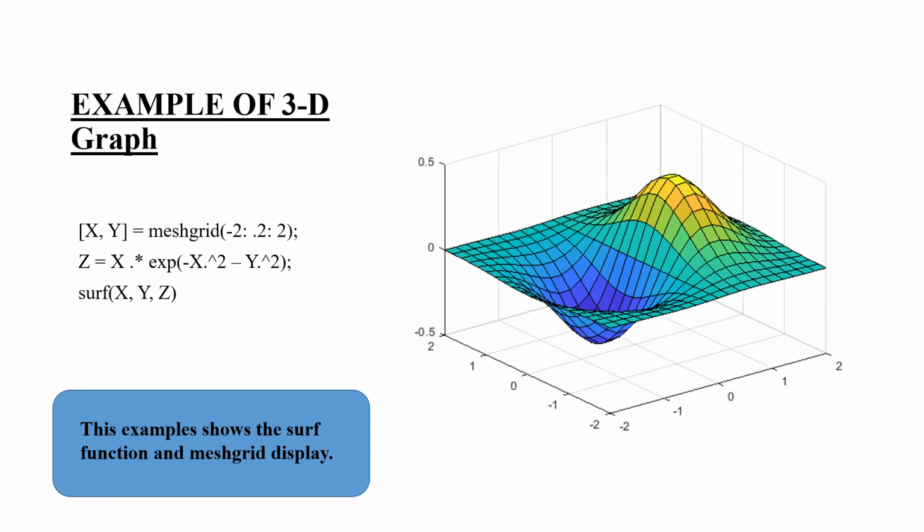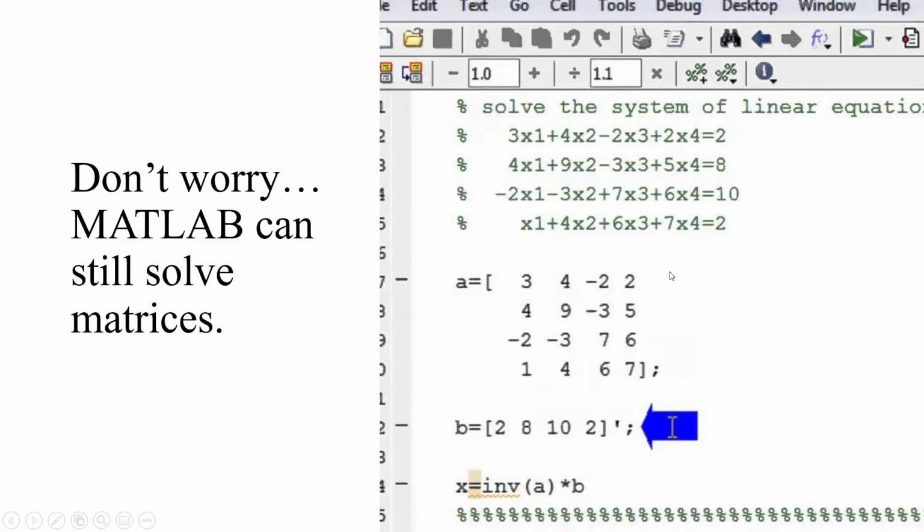And the meshgrid display is just how it looks. It's like the style of look. If you can see my cursor, it looks like mesh, basically. And don't worry, MATLAB can still solve matrices. So you see right here, solve the system of linear equations. If you're familiar with linear algebra, you know that you can solve this by using a matrix. So you can still solve that using MATLAB, which is great because it didn't lose its roots.